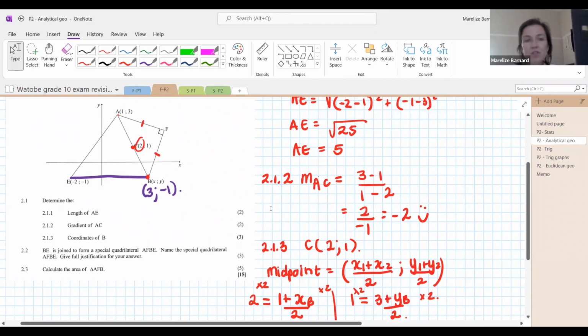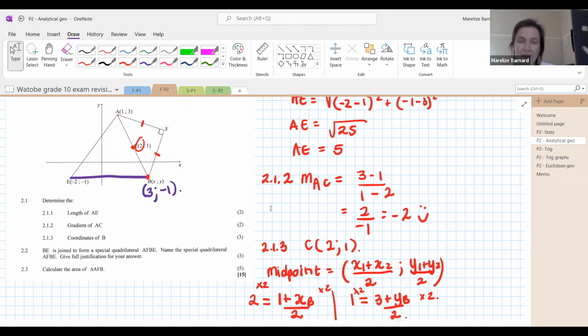So area of a triangle, yes, it's now here in analytical geometry, but that's not surprising because we work with shapes on the Cartesian plane when we do analytical geometry. What is the formula for the area of any triangle? Half base times height. Well done. So we need the base and we need the height.